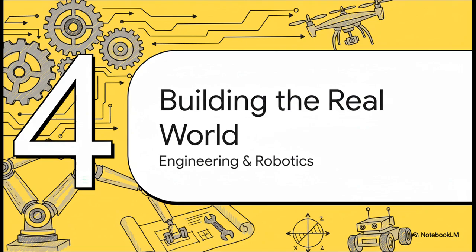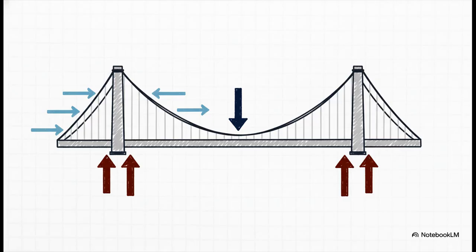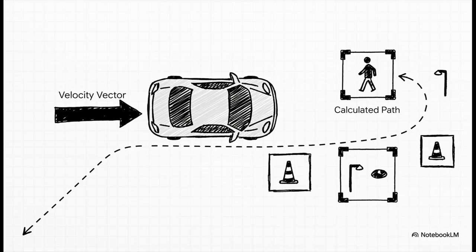Now let's take this concept out of the computer and into the physical world. Because vector spaces aren't just for digital information. They are absolutely essential tools for the engineers and roboticists who are building the world all around us. Think about a bridge for a second. The wind pushing against it, the weight of all the cars crossing it, these are all forces, and they all have both a strength and a direction. So engineers model these forces as vectors. By adding them all up and analyzing them, they can make sure the bridge is designed to be totally safe and stable.